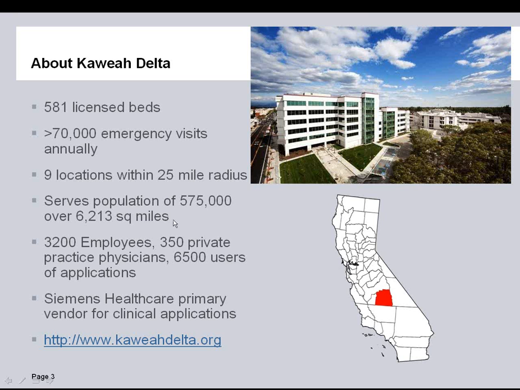We serve over 500,000 people within the counties that we serve. We have 3,200 employees, but we have 6,500 users, so doctors' offices and all their staff. So we have 6,500 unique user IDs. We use Siemens as our primary health system, and there's the website if you want to see more information about our organization.